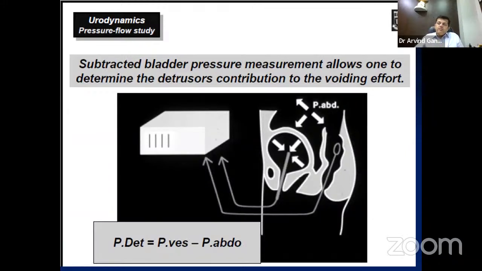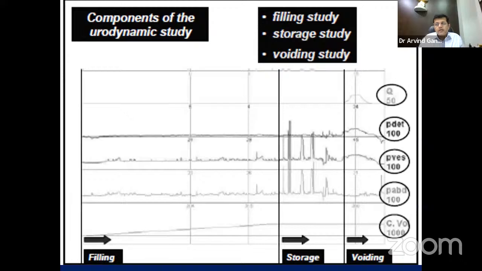The three pressures that we need to understand in urodynamics are the P detrusor, that is the detrusor pressure, the P vesical, that is the intravesical pressure, and the P abdominal pressure. So actually the P detrusor, that is the P det, is actually the subtracted pressure. It can be calculated by subtracting the abdominal pressure from the vesical pressure.